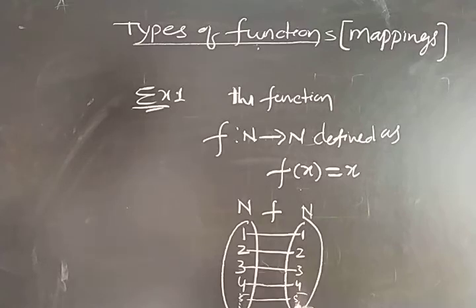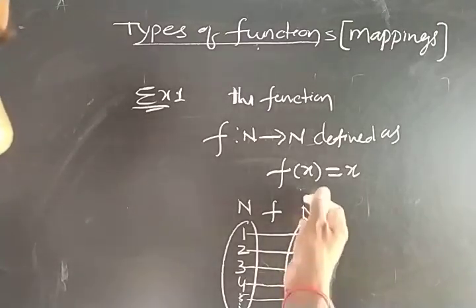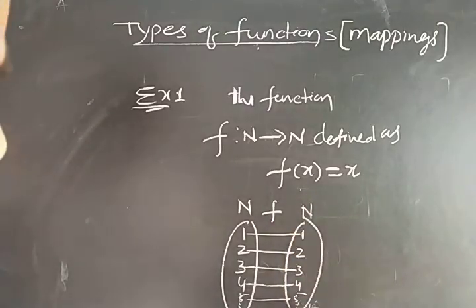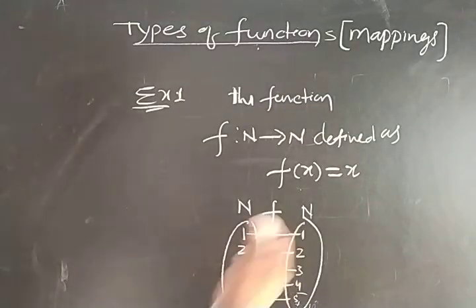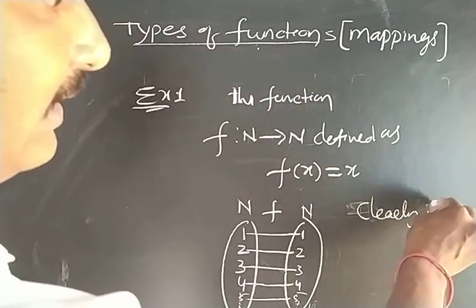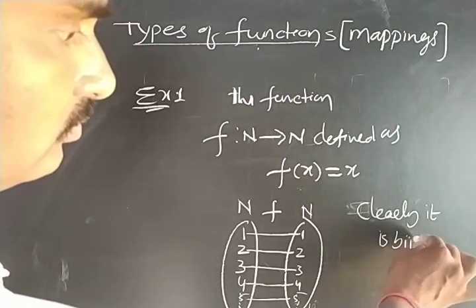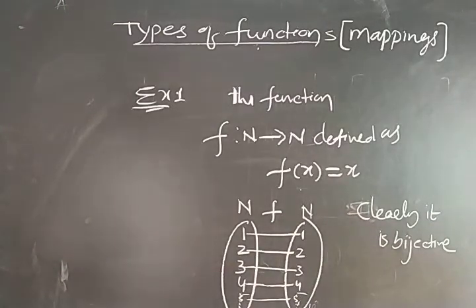Is this onto? Yes. Suppose in the codomain I take 100. How to check onto? For onto, we should check the codomain elements: for every element of the codomain, do we have a pre-image? Suppose 100 exists in the codomain, its pre-image is 100. So every element has an image, and every codomain element has a pre-image. So it is 1-1 and onto. Diagrammatically we conclude that this function is clearly bijective.